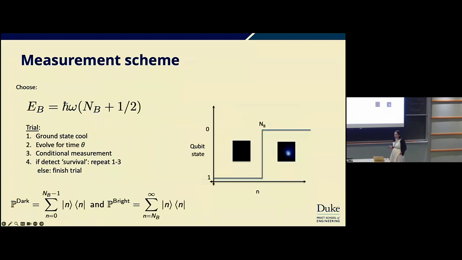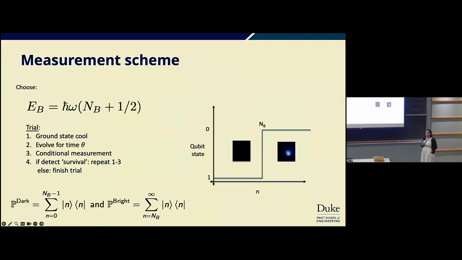So the idea is we're going to use this step pulse, this low-pass filter that we created. We choose some energy barrier. In each trial, we first cool to the ground state. The trial starts, we evolve for some time, and we do this conditional measurement. In particular, we set it such that the ion will fluoresce when we're above the barrier, and it will be dark when we're below.